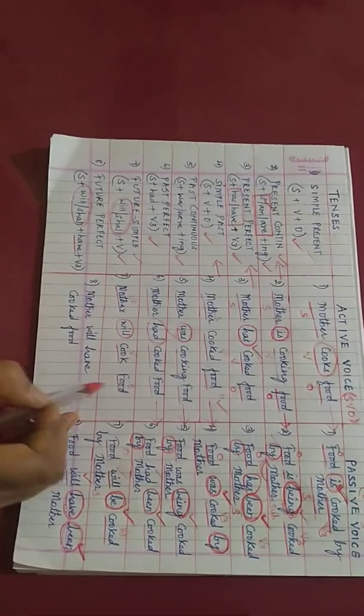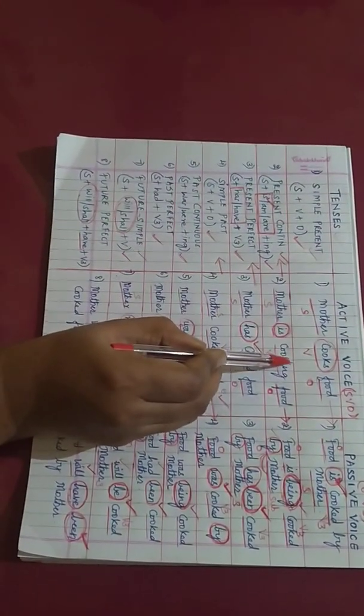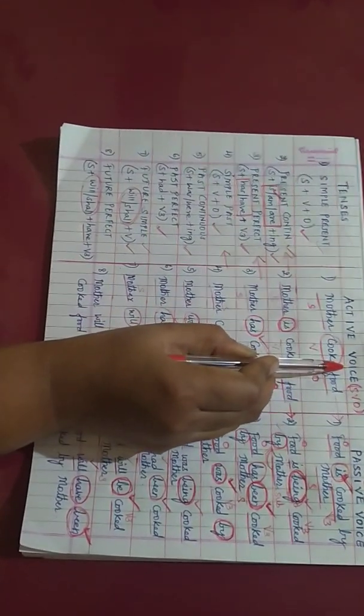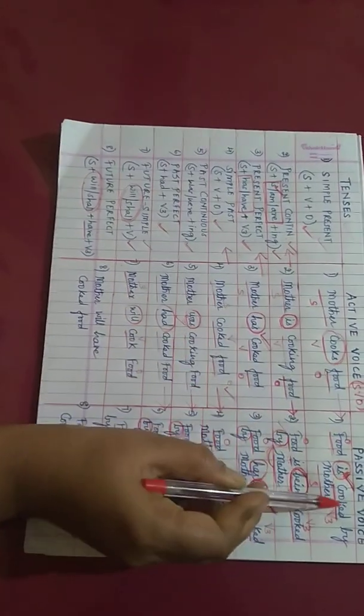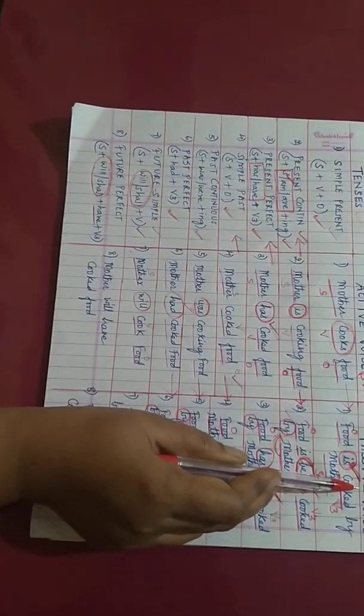The first rule is you have to identify which voice this statement will come under. If it is subject, verb, object, it is coming under active voice. If it is object, verb, subject, this will come under passive voice. That is the first rule.